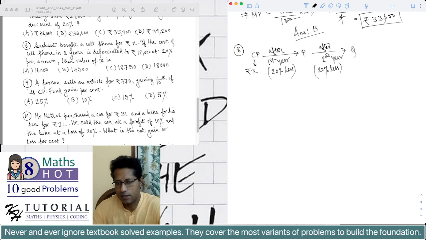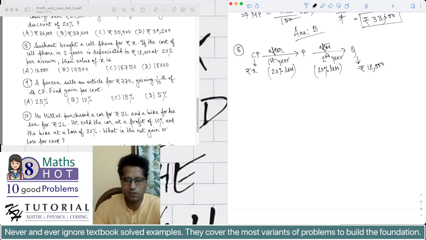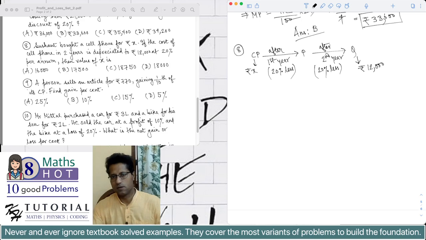Let's say at the end of 2 years, the final price be Q, which is given to be rupees 12,000, because it is saying that Sushant bought a cell phone for rupees X. If the cost of the cell phone in 2 years is depreciated, meaning decreases, to rupees 12,000, so the final price is 12,000. And at the end of every year, the price is becoming less by 20%.